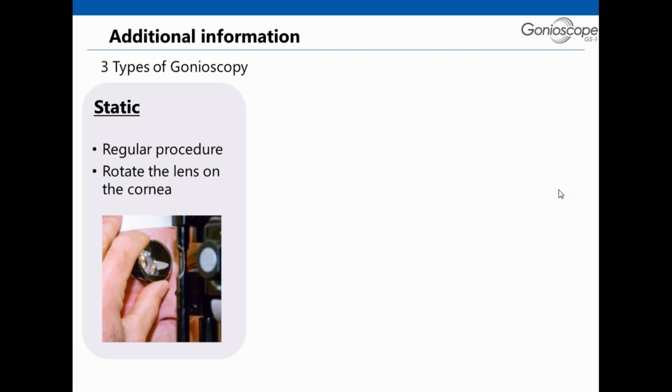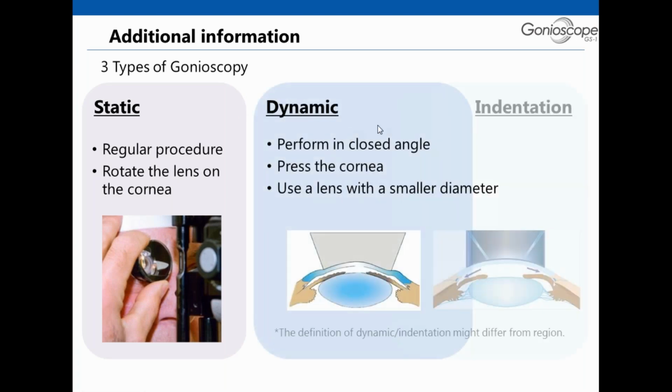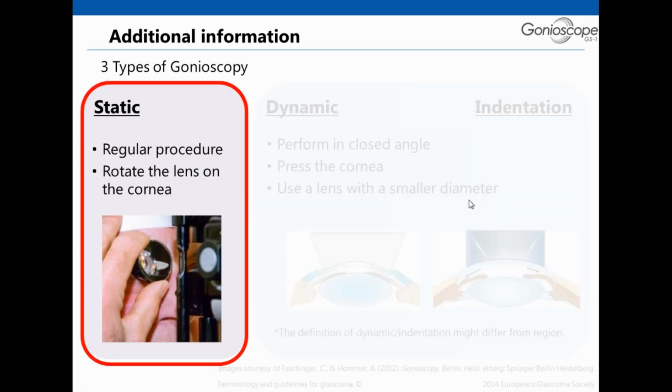This is also from a previous session: there are 3 types of gonioscopy. One is static, dynamic, and indentation. And for the Nidek gonioscope, we can do only static because, as I explained before, the lens does not touch the cornea.